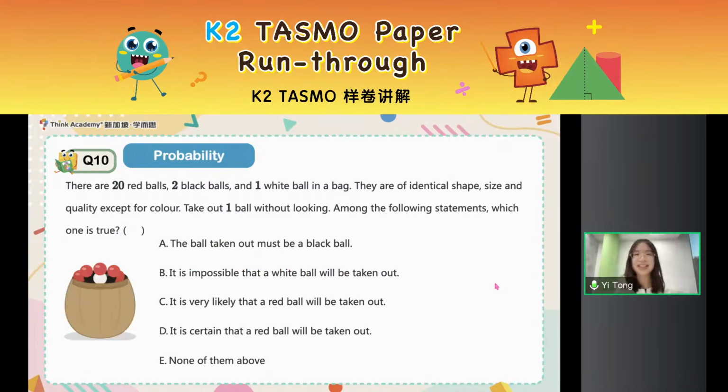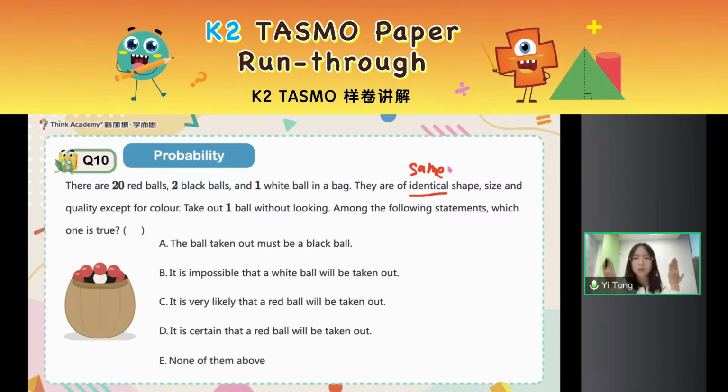Now the next one. Oh, we are going to do a lucky draw. Let's do a lucky draw from a bag. And we have 20 red balls, 2 black balls, and 1 white ball in the bag. They are of identical shape, size, and quality, except for color. Identical, what does that mean? That's a long word. It actually means same. So identical means same. Same, but for their color.